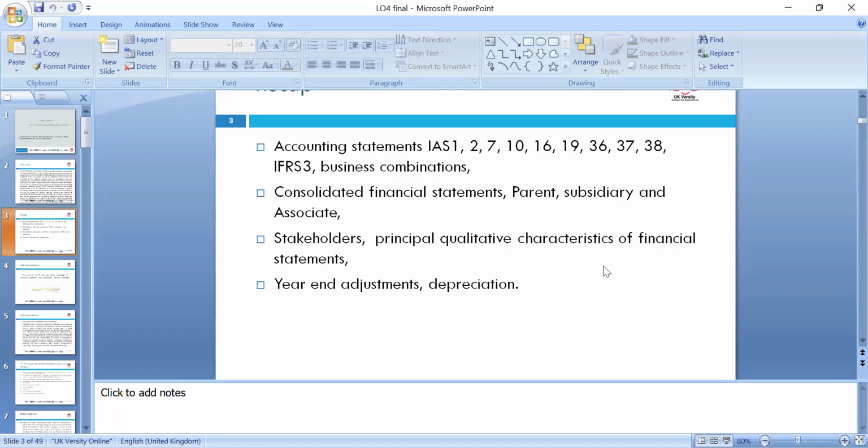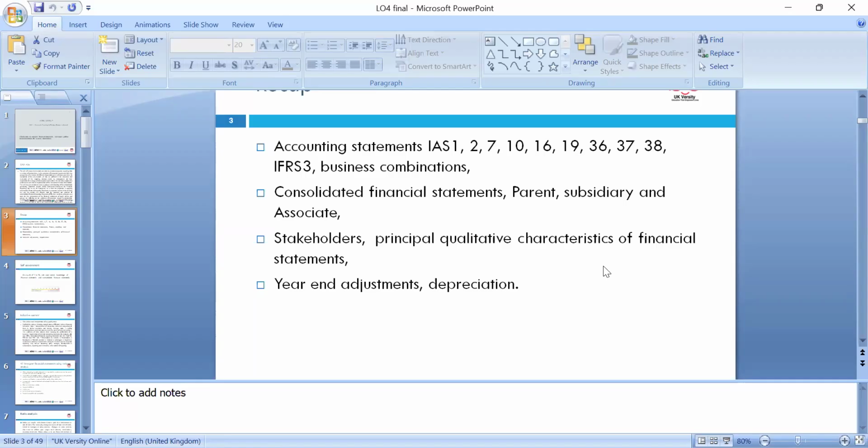Under IFRS 3, we discussed business combinations and consolidated financial statements. We prepared parent, subsidiary, and associate. We said if you own 50% or more of the shares of another company, that is known as a subsidiary. 20 to 49% is your associate, and less than 20% is a simple investment.